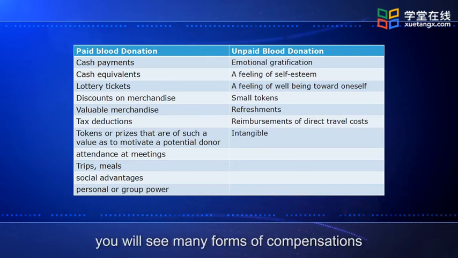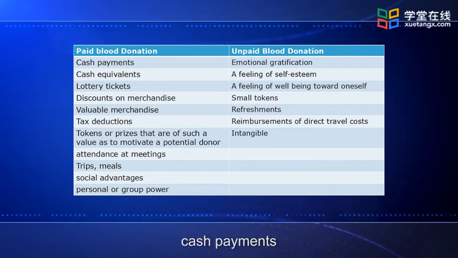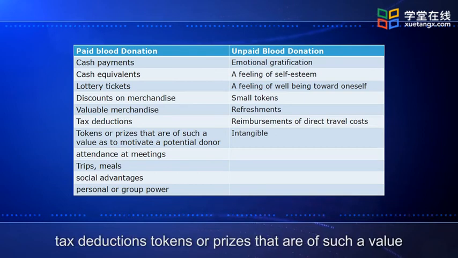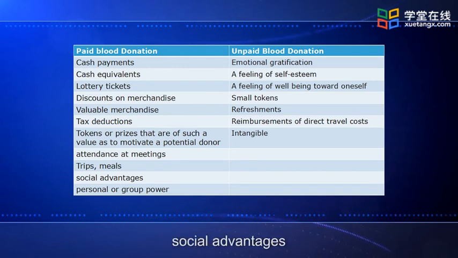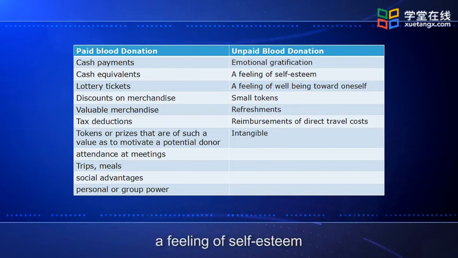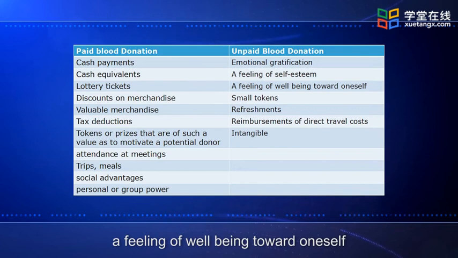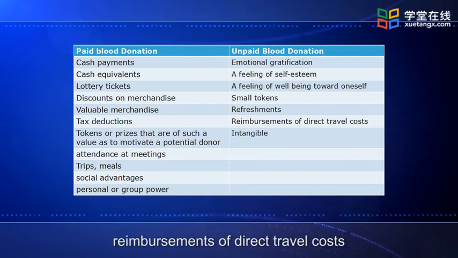Also in this part, you will see many forms of compensation. The forms that belong to paid blood donations are cash payments, cash equivalents, lottery tickets, discounts on merchandise, valuable merchandise, tax deductions, tokens or prizes that are of such a value as to motivate a potential donor, attendance at meetings, trips, meals, social advantages, personal or group power. The forms that belong to unpaid blood donations are emotional gratification, a feeling of self-esteem, a feeling of well-being toward oneself, small tokens, refreshments, reimbursements of direct travel costs, intangible.